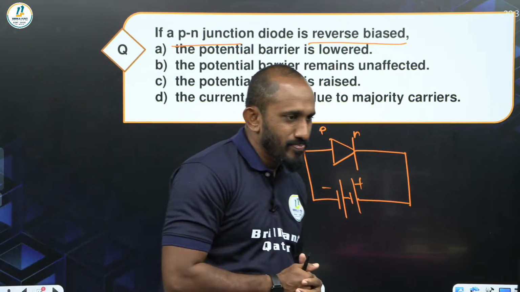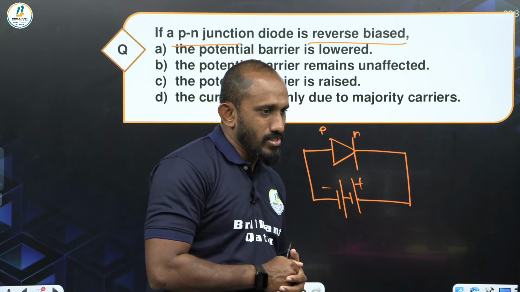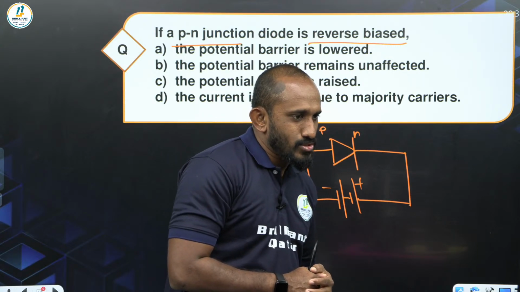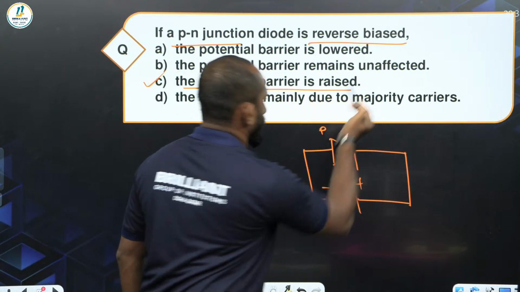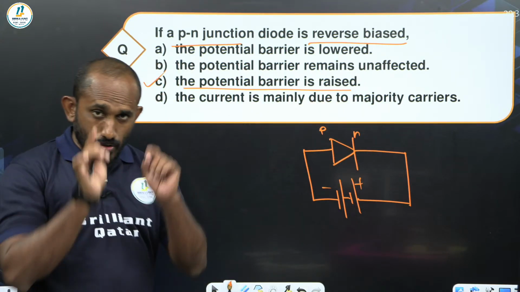Yeah, come on. Very good, very good. Nima got the answer, G got it, okay. Sanjay is there, Joss, okay. See, the correct answer will come as C. The potential barrier is raised, if it is reverse biased.